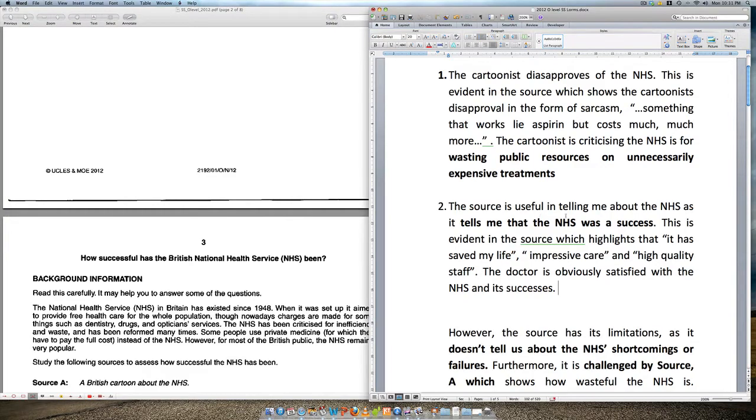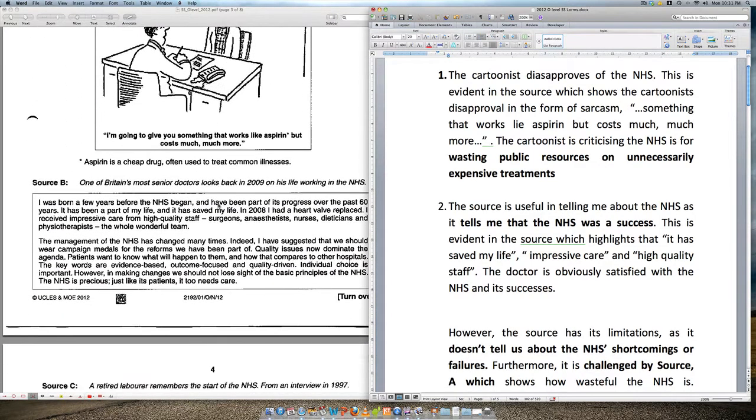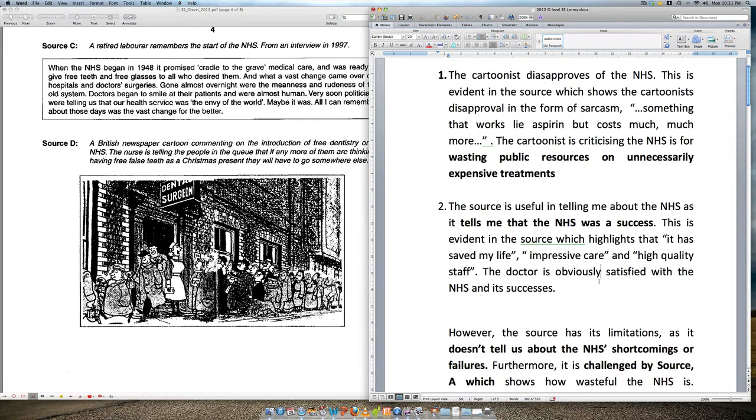Now, what happens if you cross-refer to an invalid source? Well, basically you don't get the marks for it.